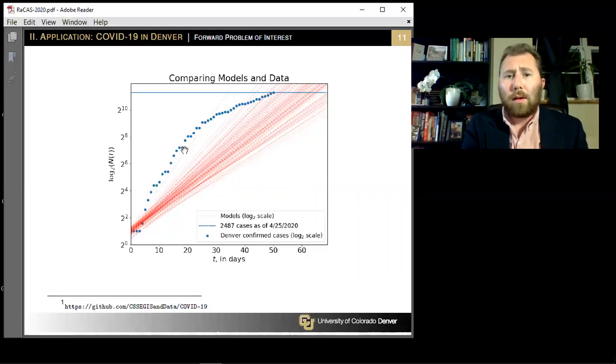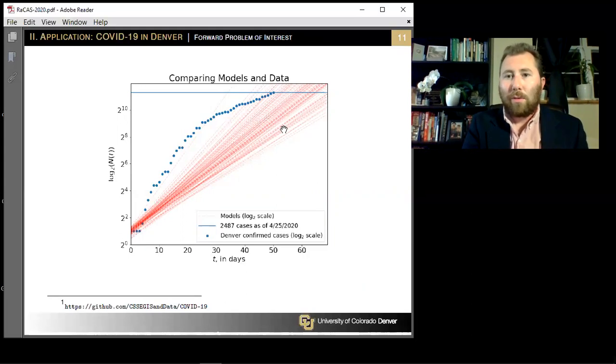But now I'm also plotting the logarithmically scaled Denver data as well. And what you can see is that the data falls within our predictions, especially within the most recent time frame here, where our model kind of fails to predict the early cases, but it's becoming more accurate.